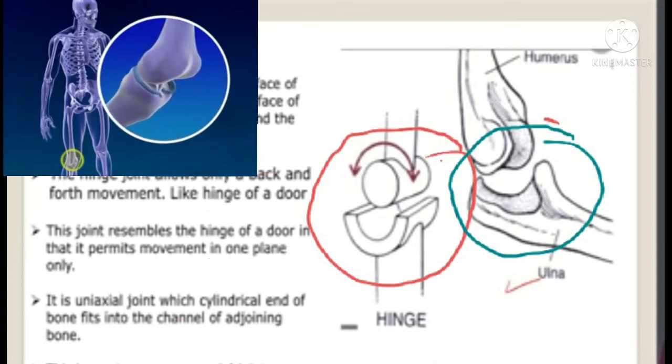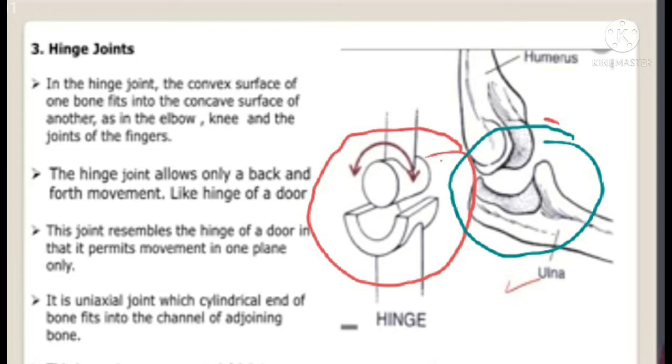We can see here that the convex part of the bone is fitted into the concave part. The part that bulges outward fits into the sunken cavity, and thus making hinge joint. That's why our elbow bent upward and knee downwards.